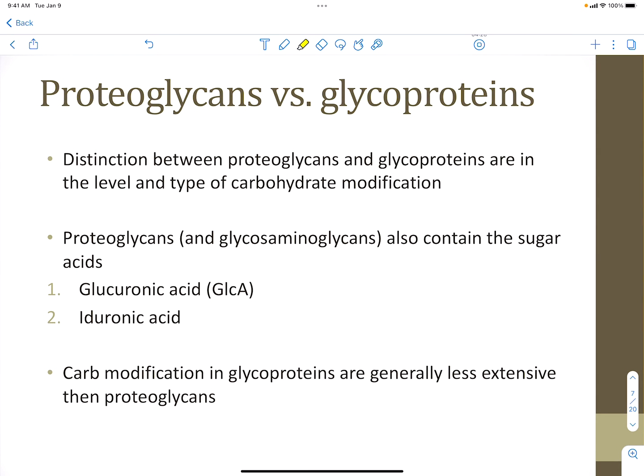So, a pretty simple distinction between proteoglycans and glycoproteins is that proteoglycans contain sugar acids, glucuronic acid or iduronic acid, and glycosaminoglycans are the building blocks of these proteoglycans. In general, glycoproteins have less extensive modifications than proteoglycans have.